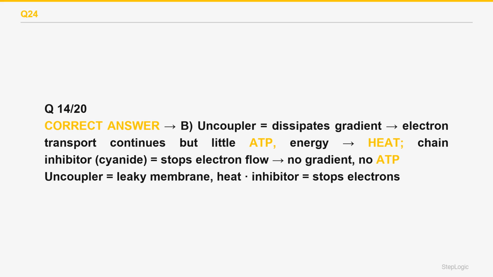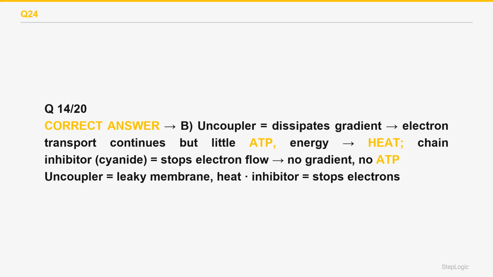The contrast with the chain inhibitor is key. Cyanide, carbon monoxide, rotenone, and antimycin block electron transport directly, so electrons stop flowing, no protons are pumped, no gradient forms, no ATP is made, and oxygen consumption falls. An uncoupler does the opposite to electron flow. It keeps flowing, but still abolishes ATP synthesis by leaking away the gradient.